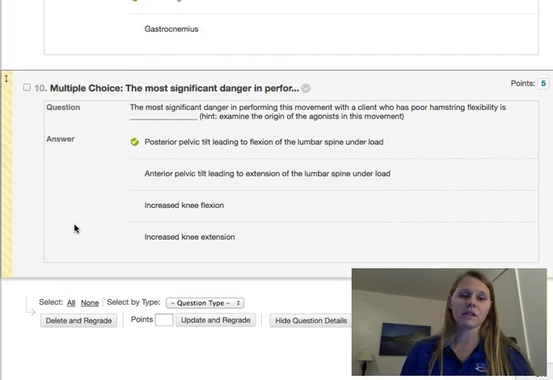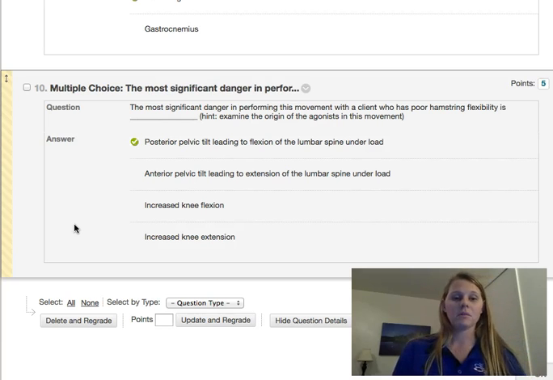Question 10. The most significant danger in performing this movement with a client who has poor hamstring flexibility is blank. Posterior pelvic tilt leading to flexion of the lumbar spine under load, anterior pelvic tilt leading to extension of the lumbar spine under load, increased knee flexion, and increased knee extension.